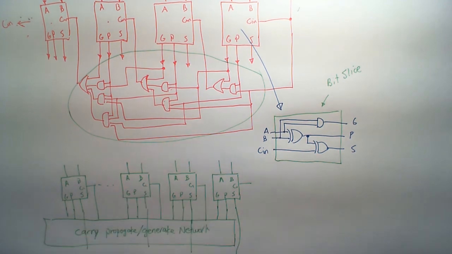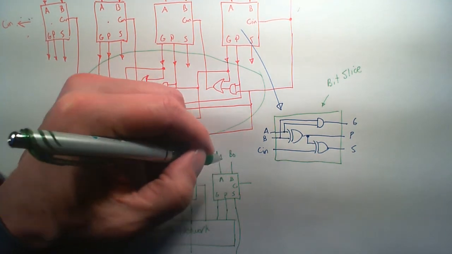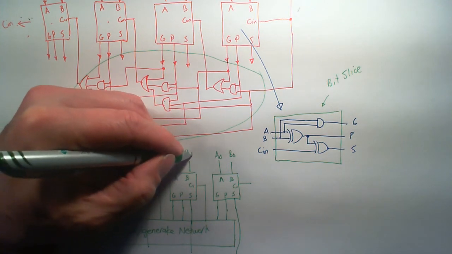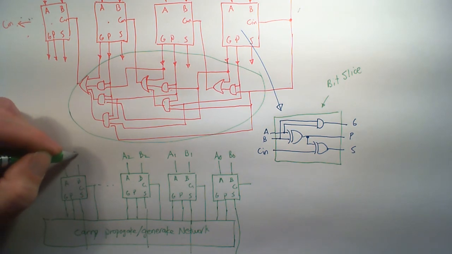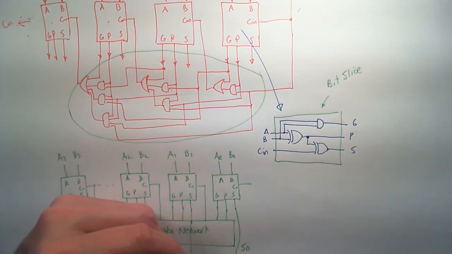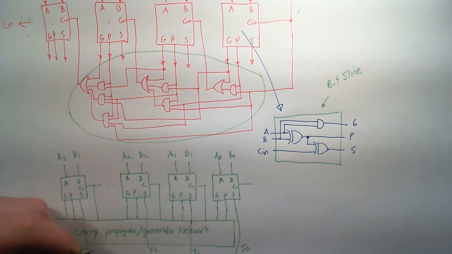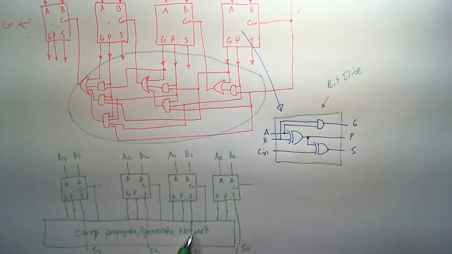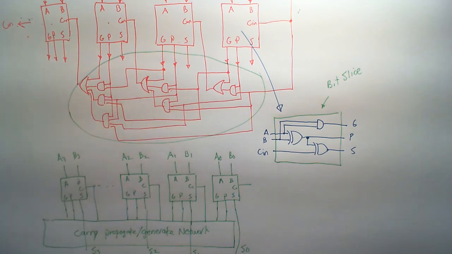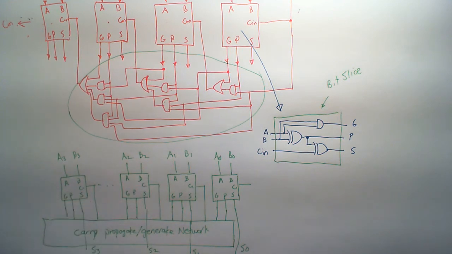So if this is A0, B0, A1, B1, A2, B2, A3, B3, I'll have sum 0, sum 1, sum 2, sum 3, and so on. So these bit slices develop the sum bits directly, but then the generate and propagate signals are fed into this network, and this network then generates each carry out, or each carry in, I should say, to each bit slice simultaneously.